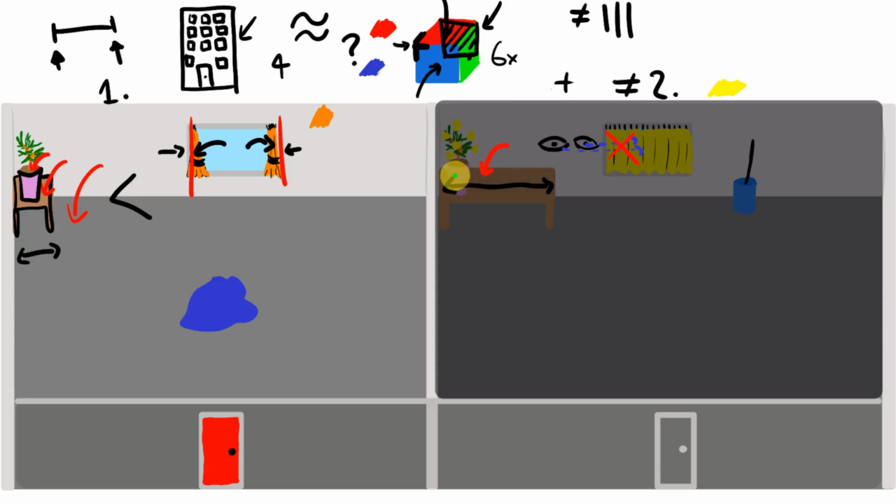On the long table, there's also a pot. In the pot, there's also a plant growing, but on this plant, there's flowers. There's yellow flowers. 1, 2, 3, 4, 5, 6. Six yellow flowers. On this plant, there's no flowers. That's the fourth difference.